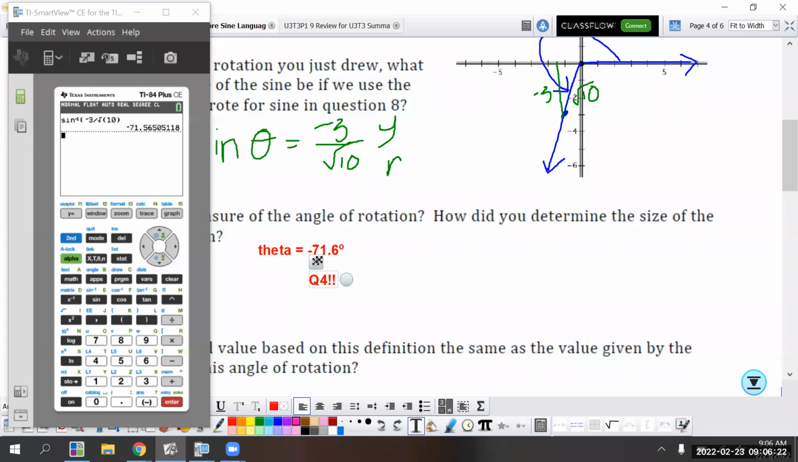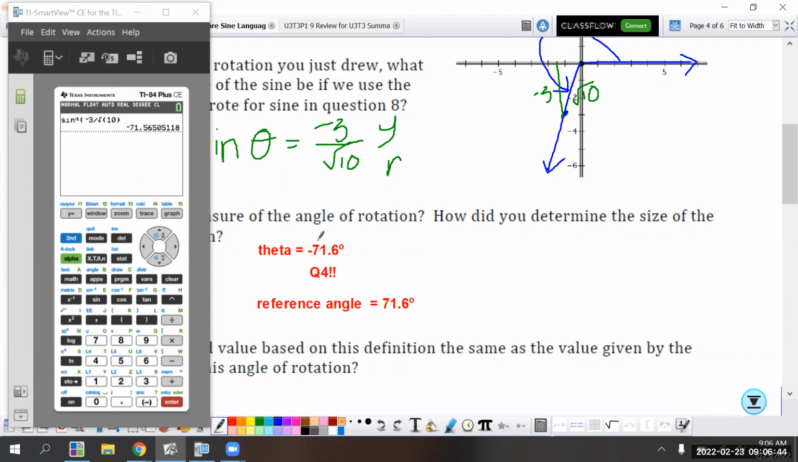Our angle is in quadrant 3. So this -71.6, the reference angle is just +71.6 degrees. Next year in pre-calculus, you're going to have a whole unit on inverse trig functions. So this negative from the calculator, for now we're going to ignore it, because in quadrant 3 I just need this reference angle, and next year in pre-cal, you'll get more details on negatives for the angle when you solve the inverse.